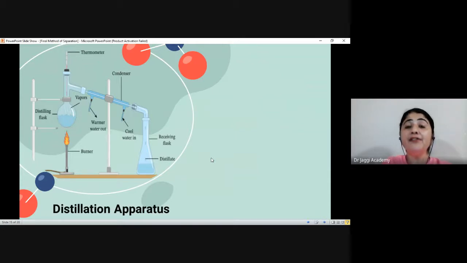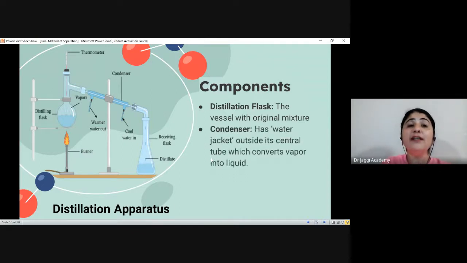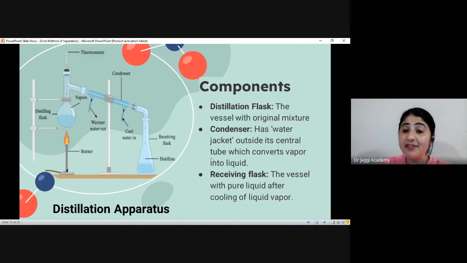So we have different components of the distillation apparatus. The first component is a distillation flask, a vessel which contains the original mixture. The second one is a condenser. It has a water jacket outside the central tube, which converts vapors into liquid. And the last component is a receiving flask, a vessel with the pure liquid after cooling the vapor. So these are the three components of the distillation apparatus.